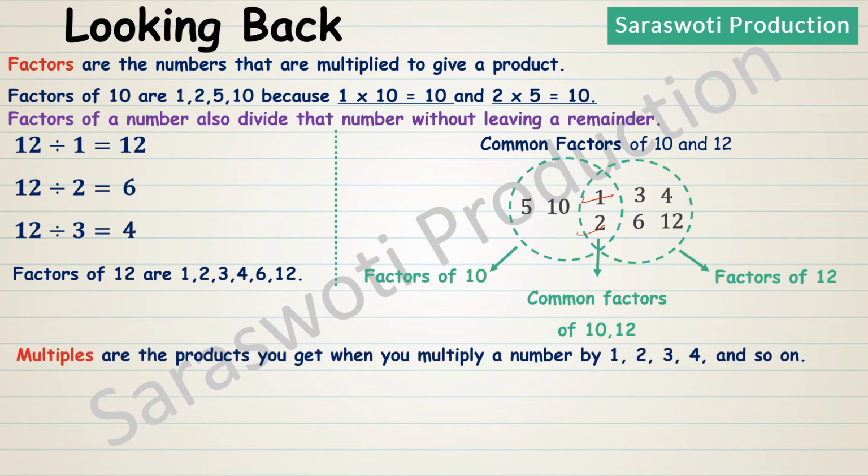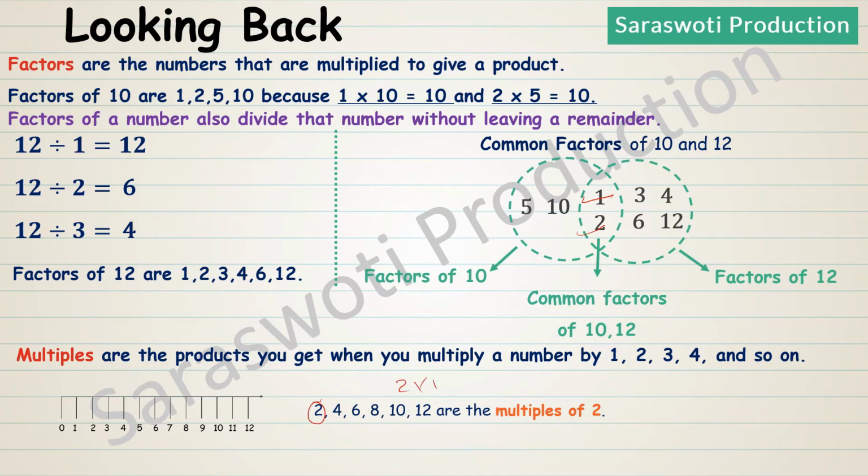Very simple. Multiples are the products that you get when you multiply a number by 1, 2, 3, 4 and so on. Okay. Let's imagine a scale from 0 until 12. It could be more of course, but let's limit our numbers till 12 for now. Now from this scale, tell me what are the multiples of 2? You know it. It's going to be 2, 4, 6, 8, 10, 12. Very simple. I have got 2 by writing 2 into 1 is equal to 2. I have got 4 by writing 2 into 2 is equal to 4 and so on.